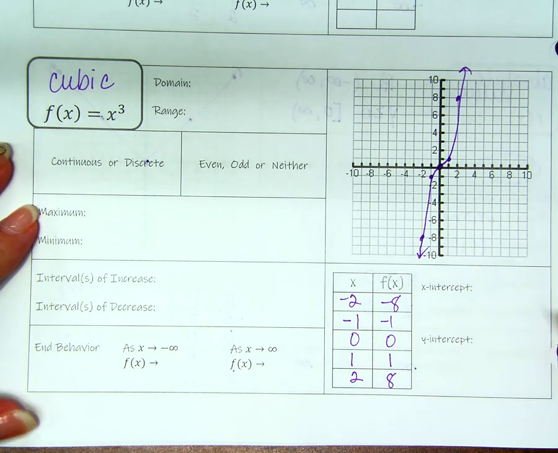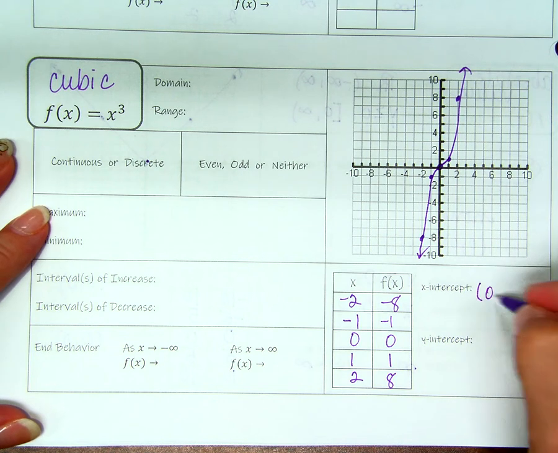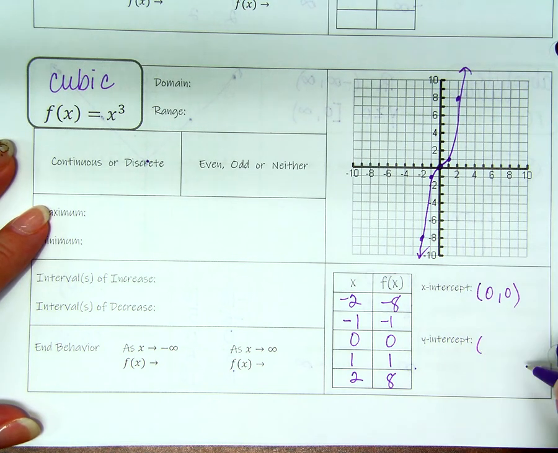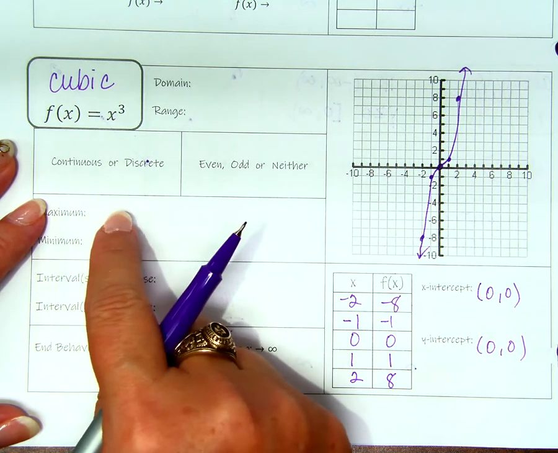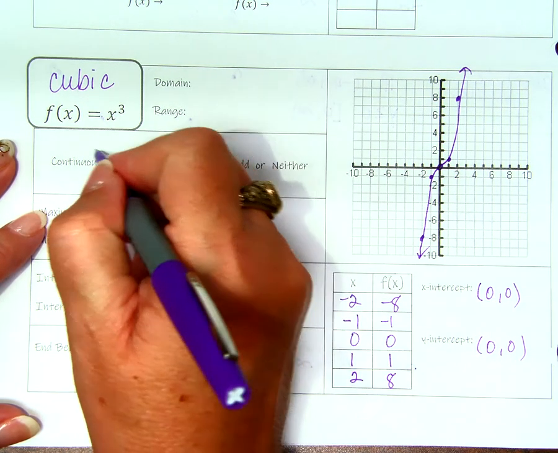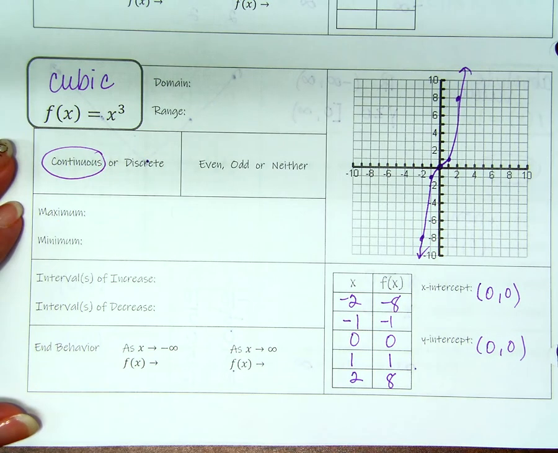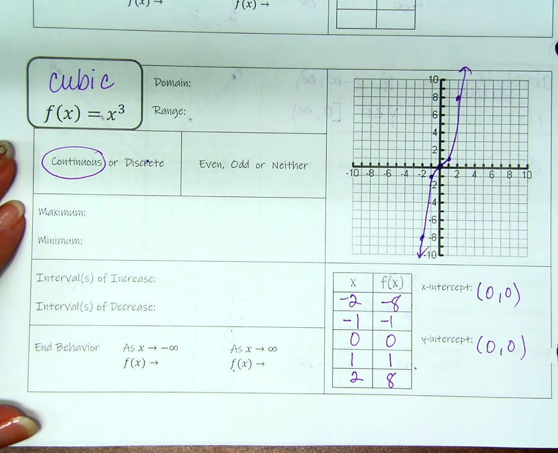What's the x-intercept? 0, 0. What's the y-intercept? 0, 0. Okay. We also know what else? Continuous. Okay. Domain and range?